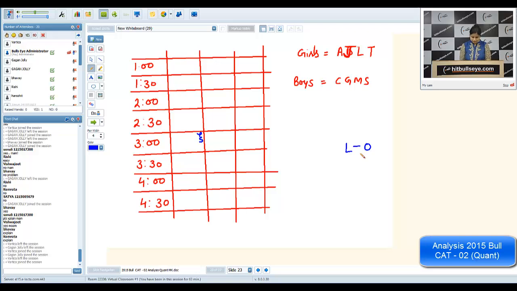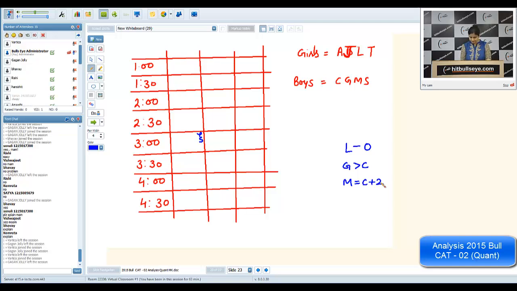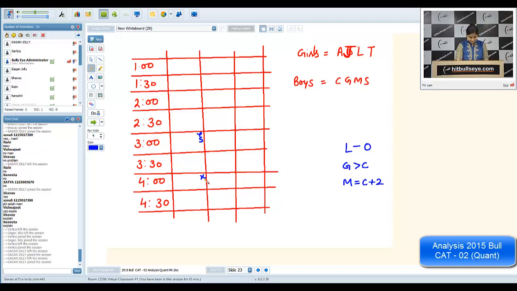G has studied longer than Colin has. G should be more than C. Marty has studied exactly 2 years more than Colin. Marty should be C plus 2, who in turn has studied exactly 2 years more than the 4 student. So if at 4 I take X year experience, C will be X plus 2 and M will be X plus 4. That is also mentioned here.